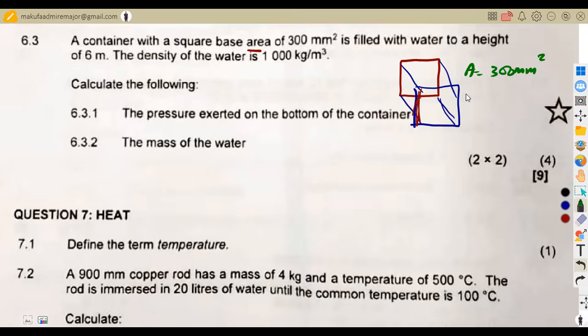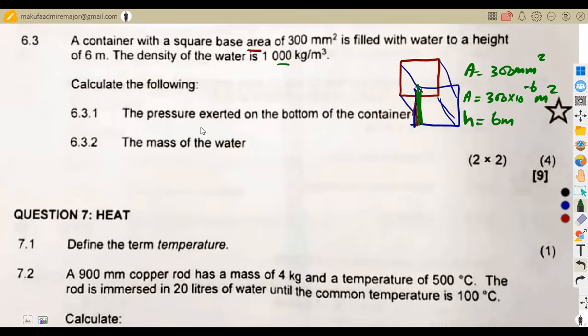Remember, to convert to square meters, we have to multiply by 10 to the exponent of -6. And we are also given the height of the container, which is needed for the volume. So you're given the height of 6 meters. If you multiply these two, you obtain the volume of the container. And we've got the density of water, which is given as 1000 kg per cubic meter.